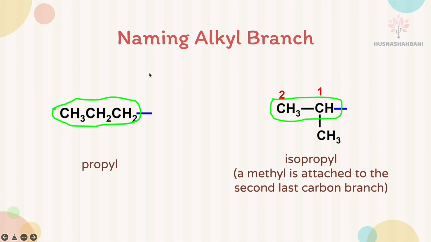Let's see the alkyl branch propyl. This is the bond with the parent, and then the branch, the total number of carbon of the branch are 3. So the 3 carbon straight chain, you call it propyl. And this one, this is the bond with the parent, and the carbon number 1 is the carbon that is attached with the parent.